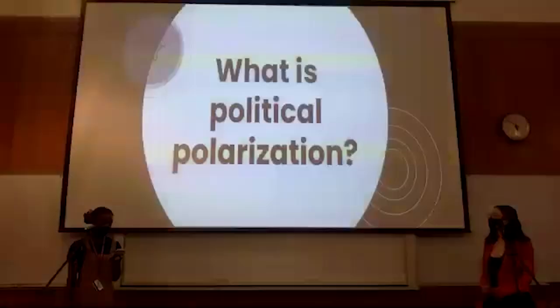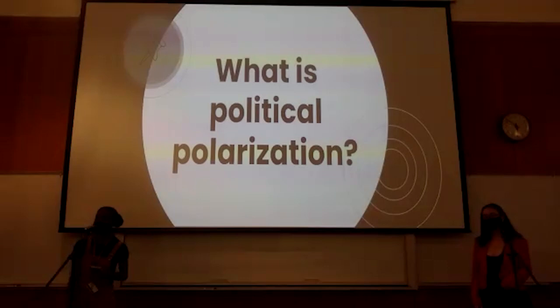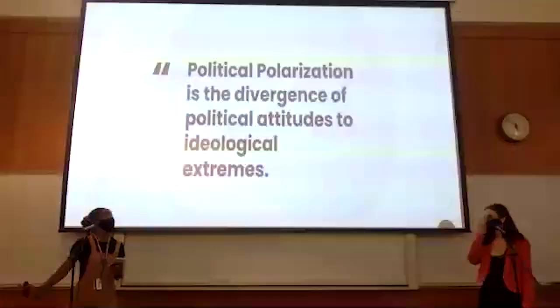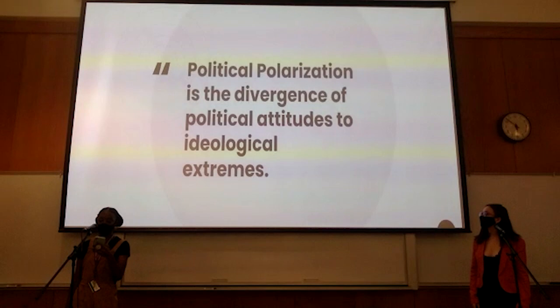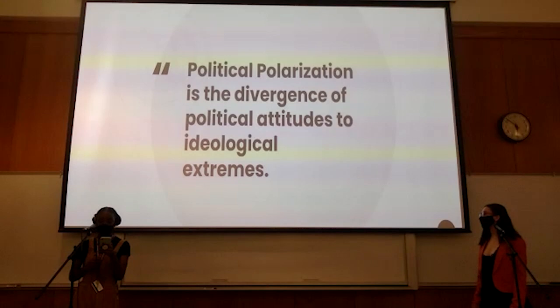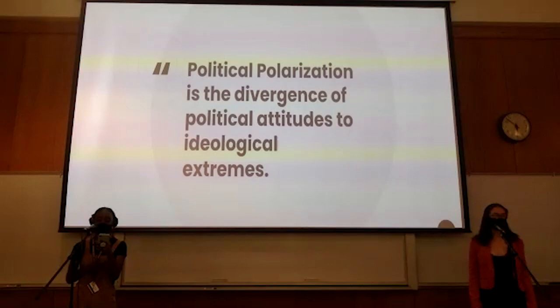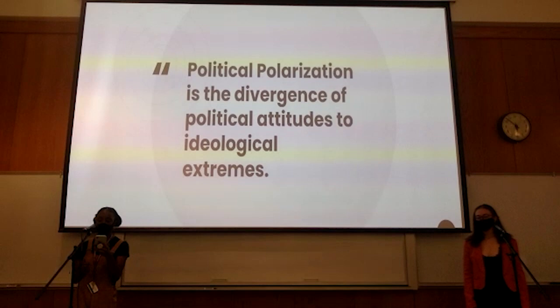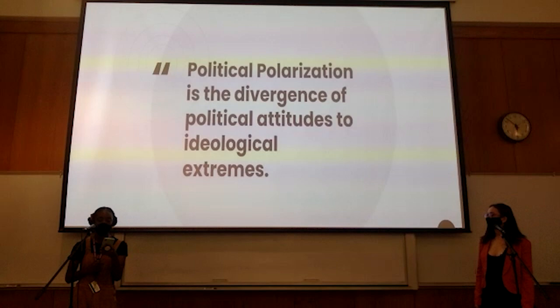Now, if we're going to talk about political polarization, it's important that we know what it is. Political polarization is the divergence of political attitudes to ideological extremes. Almost all discussions of political polarization consider it in the context of political parties and democratic systems of government. In most two-party systems, political polarization embodies the tension of its primary political ideologies and partisan identities. In the next slide, we will see an example of what this division looks like during the election cycle.